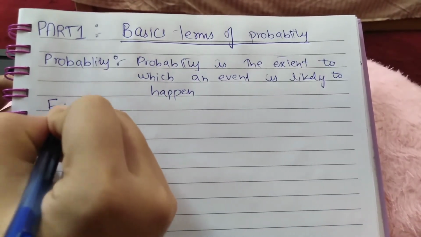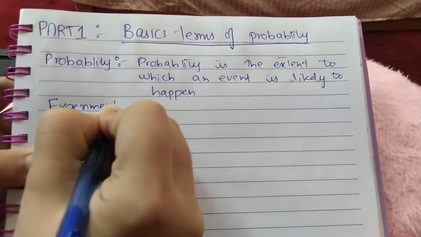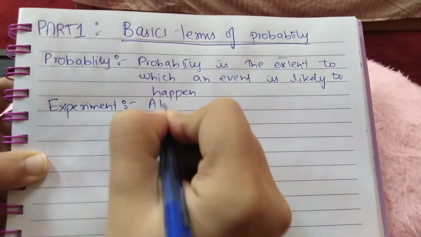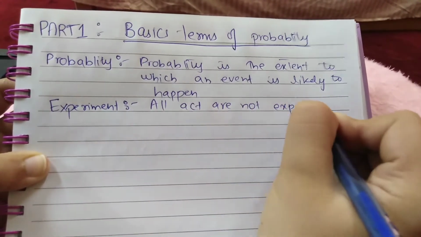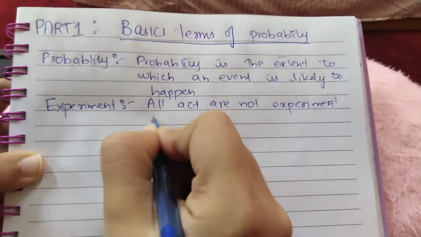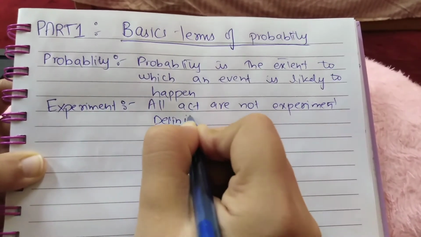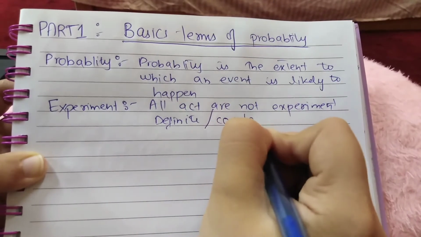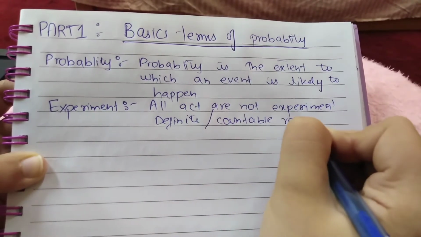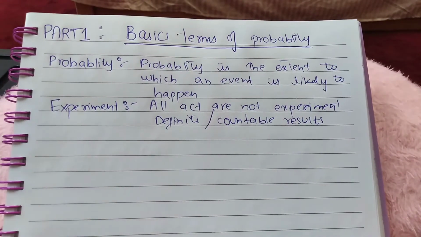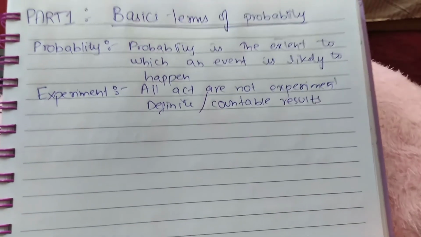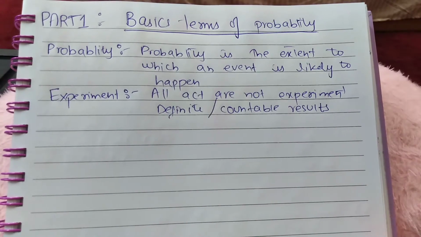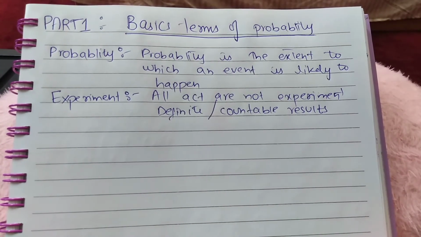So first term associated with probability is experiment. All acts are not experiment basically. Definite or countable results are experiment. For example, if we are selecting a student for speech from a school, so there isn't mention which student, which class students or which school students, so that is not actually an experiment.